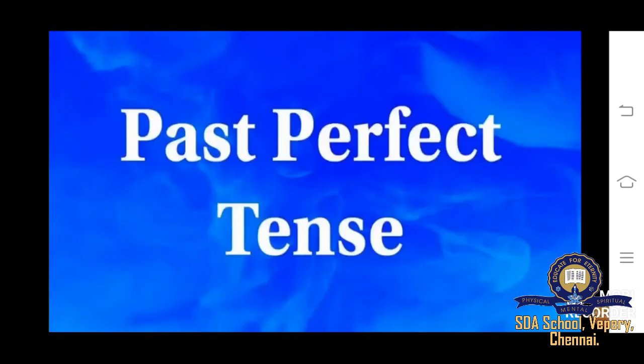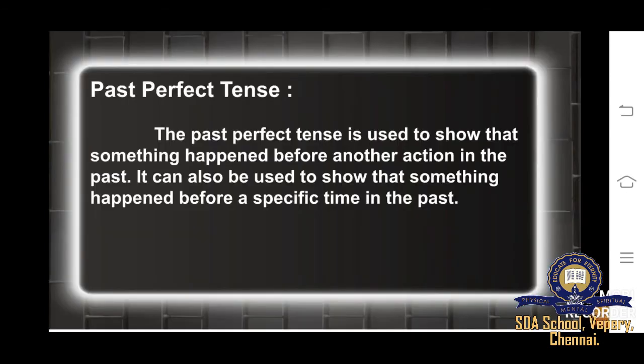Now let's move on to past perfect tense. The past perfect tense is used to show that something happened before another action in the past. It can also be used to show that something happened before a specific time in the past.